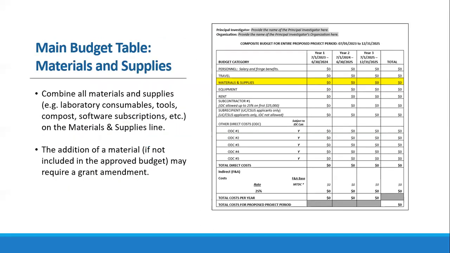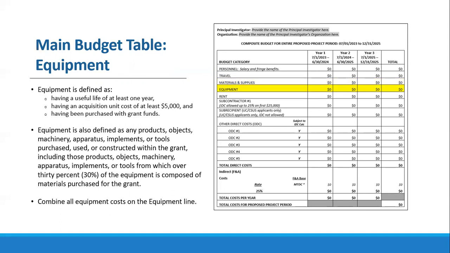The next line item is materials and supplies. Materials and supplies is a relatively broad category that we ask you to combine on this line item, things like laboratory consumables, tools, compost, software subscriptions, and lots more. The addition of a material that is not included in the approved budget may require a grant amendment. So try to think about which materials and supplies you'll need to execute the project and include some amount of them in your list of materials and supplies that you'll provide in the budget justification.